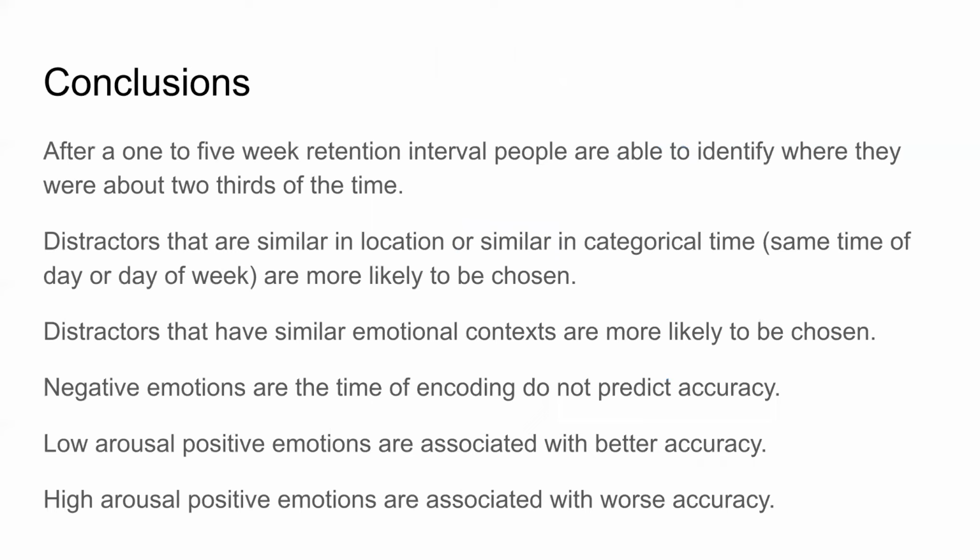So in conclusion, after a 1 to 5 week retention interval, people are able to identify where they were about 2/3 of the time. That's given 4 options. Distractors that are similar in location or similar in categorical time are more likely to be chosen, and distractors that have similar emotional context are more likely to be chosen as well. Negative emotions at the time of encoding do not predict accuracy, but low arousal positive emotions are associated with better accuracy, while high arousal positive emotions are associated with worse accuracy.